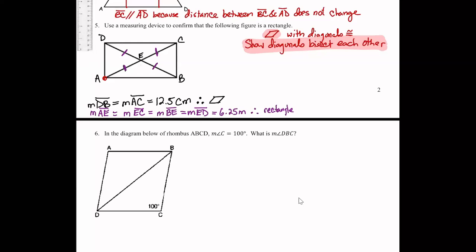So anyway, number 6 in the diagram below of rhombus ABCD, angle C is 100 degrees. What's DBC? We can figure out everything, but they just want DBC. They just want this jammy right here. So properties of quadrilaterals, it all comes into play.